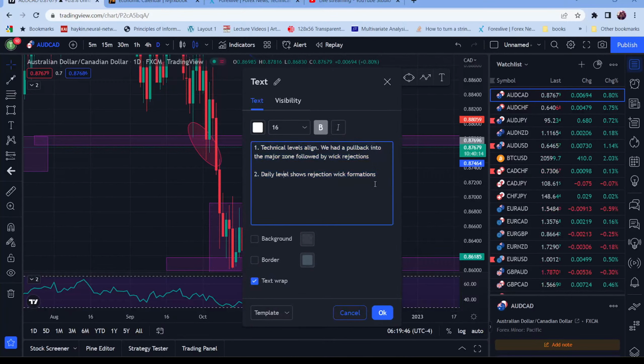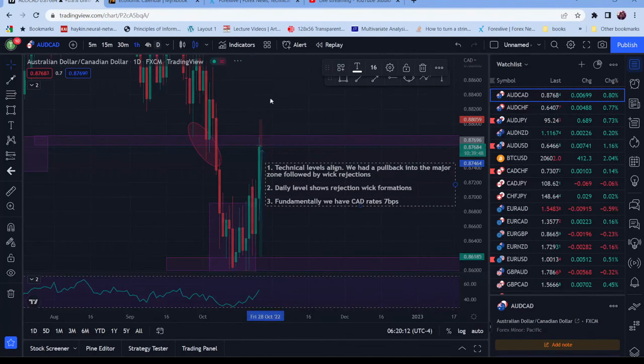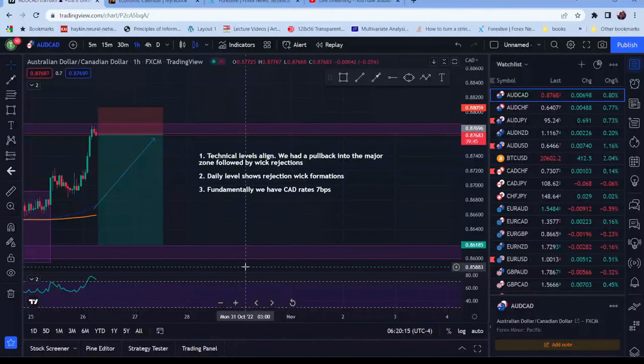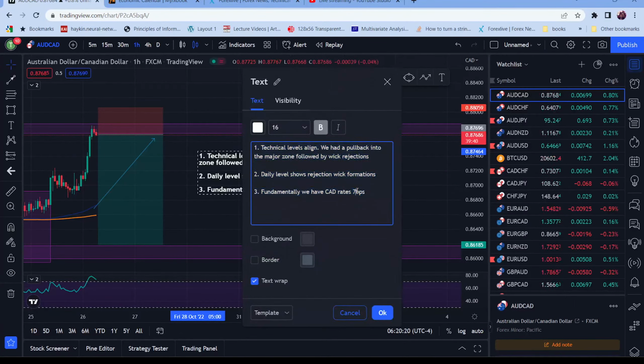Thirdly, fundamentally, we have the CAD interest rate. CAD rates, 75 basis point increase, right? Which is the main thing we are looking at for now. This is the main thing that we are looking at right now, which is those CAD interest rates coming out at the 75 basis point increase.